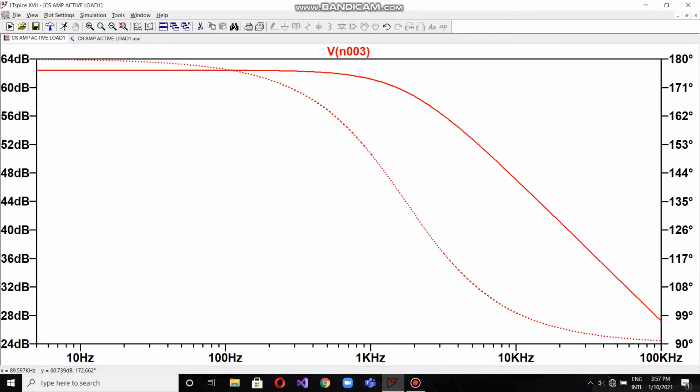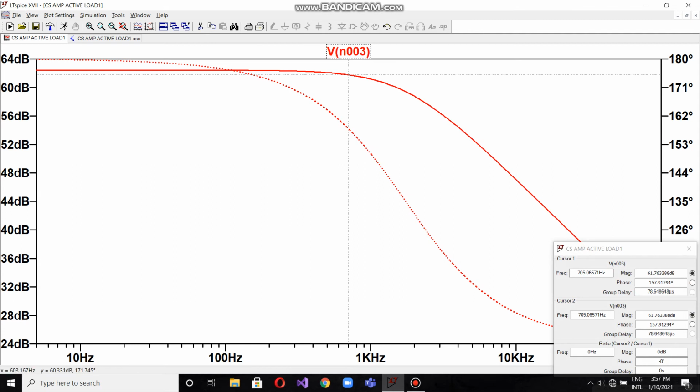See, now this is the corresponding output. To check that 3 dB frequency, the highest gain is 62 dB, 62.42 dB. So for 3 dB frequency it should be 59.2 dB. So the 3 dB frequency is 1.78 kilohertz.